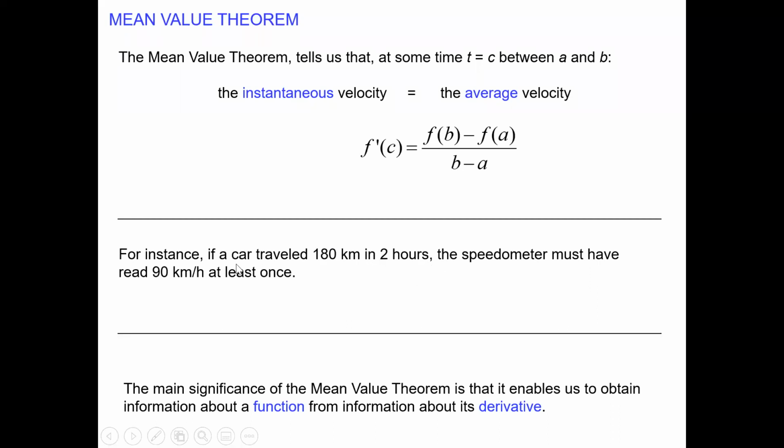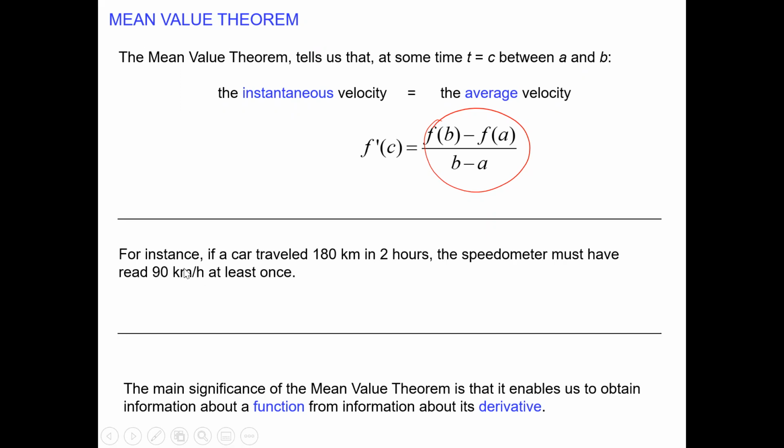But now the 90 is over that whole 2 hours. That's our trip, and this is 2 hours. The speedometer must have read 90 kilometers per hour at least once, because 90 is the average rate of change. That means at least once we have to drive 90. We didn't drive 90 all the time, of course, we slow down a little bit, we speed up.